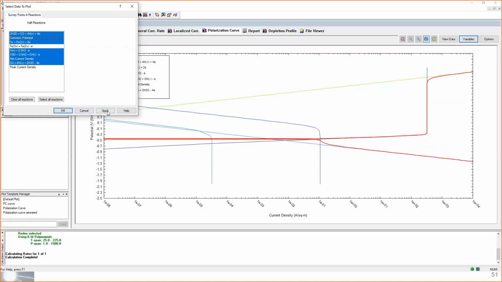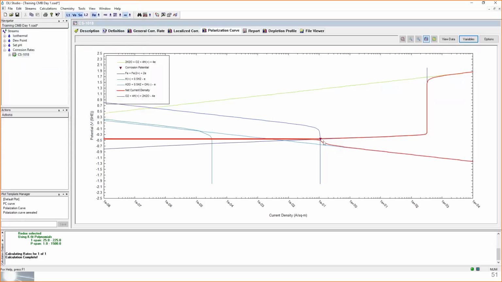Then we have the corrosion potential, and that corrosion potential is represented by this triangle here, and I'm going to click OK. And in here, this corrosion potential, then the corresponding current, the corrosion current density here, is used to calculate the corrosion rate that we originally showed here in the general corrosion rate. And that corrosion current density is translated into a corrosion rate using Faraday's law. Okay? So that is about the results here.